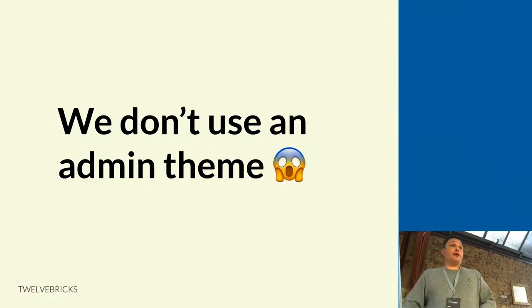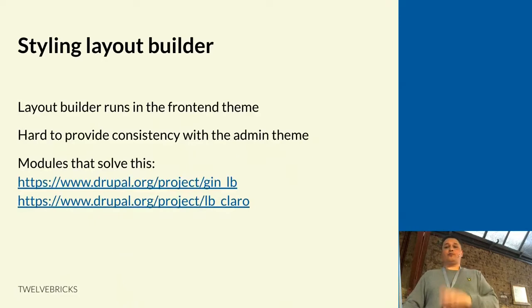We took it even one step further, and we stopped using an admin theme. What we did was we built a different Storybook for our admin components, and now we only have one theme with two Storybooks, one Storybook for the front-end components, one Storybook for the back-end components, and whenever we want to render something, we just call a different Storybook from our template. I cannot recommend all of you doing this, because this also gives you a lot of extra headaches. But it does provide you the ultimate control over what you want to see and how it should look. But for most people, I think probably the Gin Layout Builder module and the Claro Layout Builder module are fine.